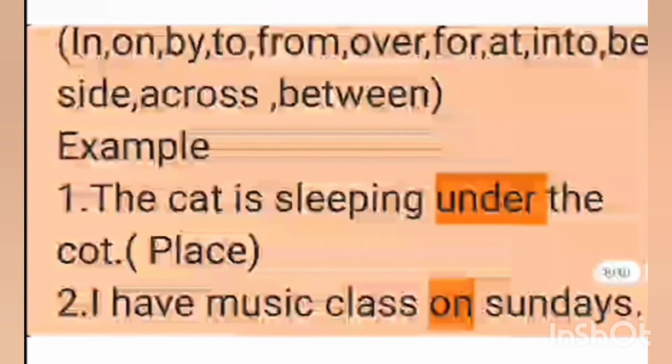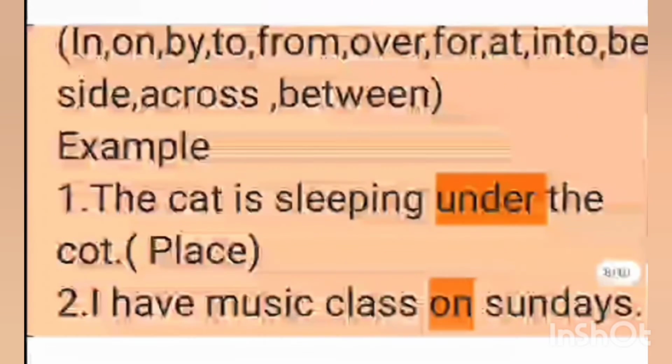Now the second one: I have music class on Sundays. Here also we are specifying a time of occurrence. That is, I am having music class specifically on Sundays. Not all the days. I have music class on Sundays only. So there we are giving emphasis to Sunday, and we are using the preposition on to emphasize the day.